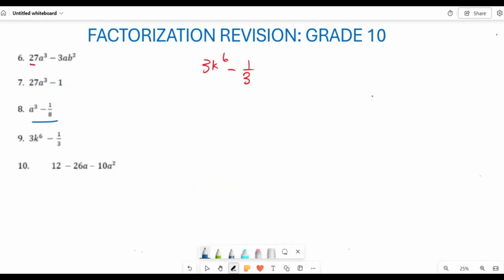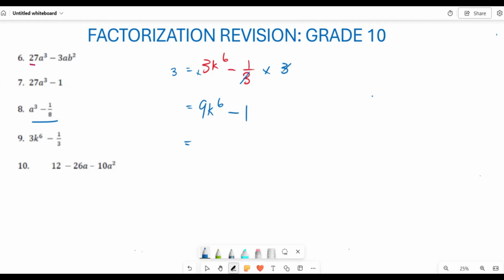If we want to get rid of this fraction, what can we do? We can multiply both sides by 3 so that this 3 and this 3 cancel. So when you multiply 3 by 3 on this side, you are going to have 9k to the power of 6 subtract 1 altogether.